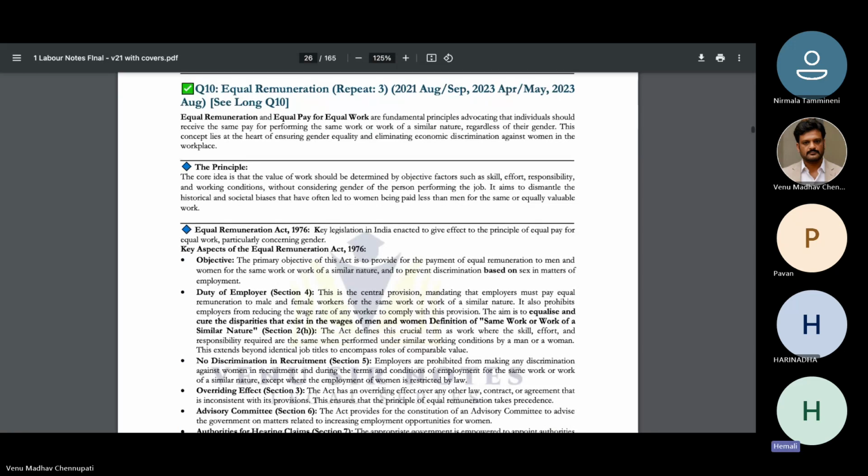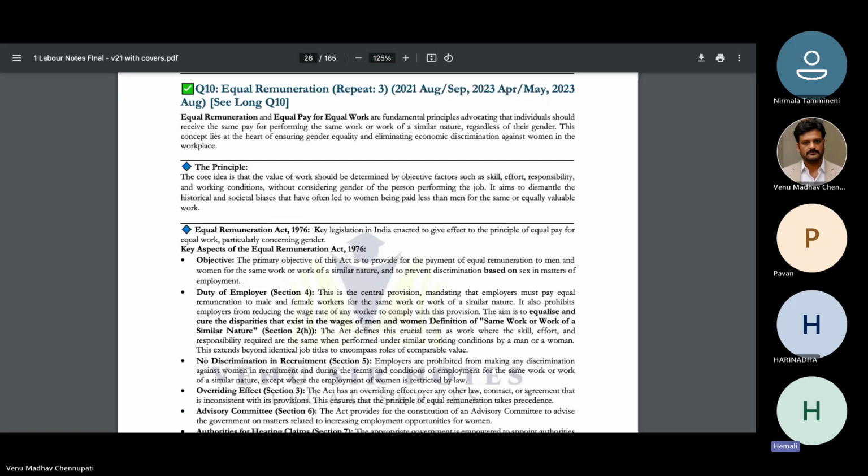Okay, what is the principle? The core idea is that the value of work should be determined by objective factors like skill, effort, responsibility, and working conditions, without considering the gender of the person performing the job. It aims to dismantle the historical and societal bias that has often led to women being paid less than men for the same or equally valuable work. That is the core principle of equal remuneration, equal pay for equal work.